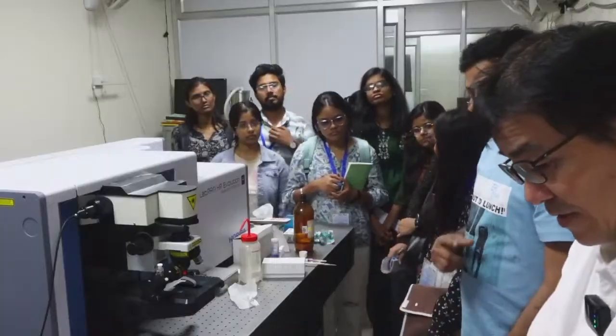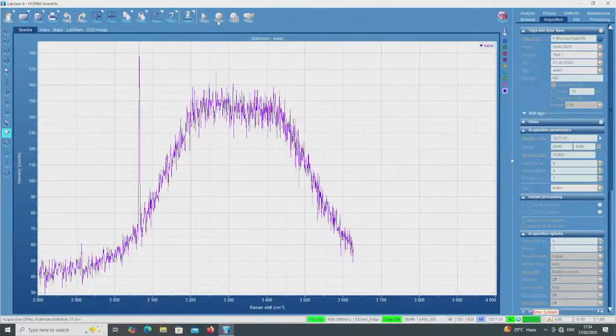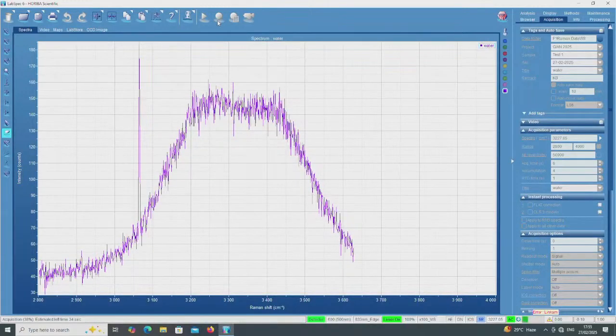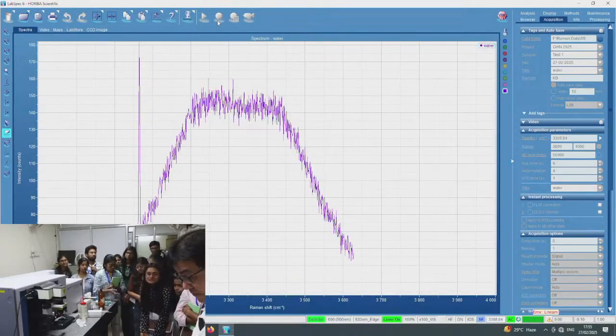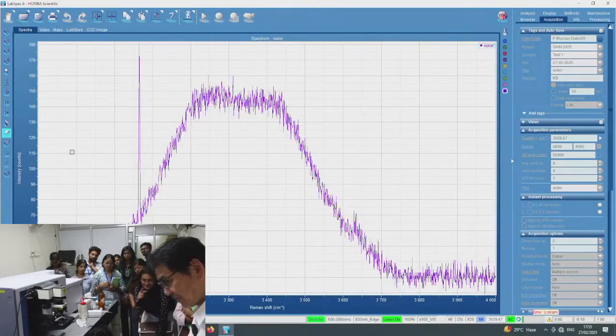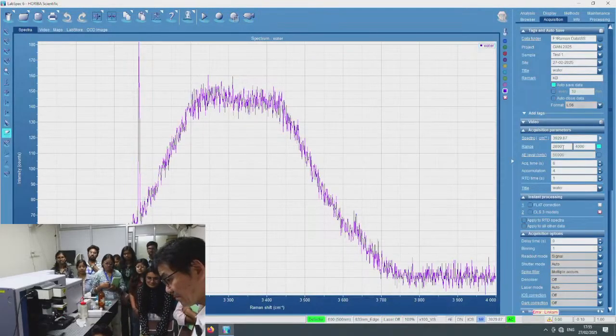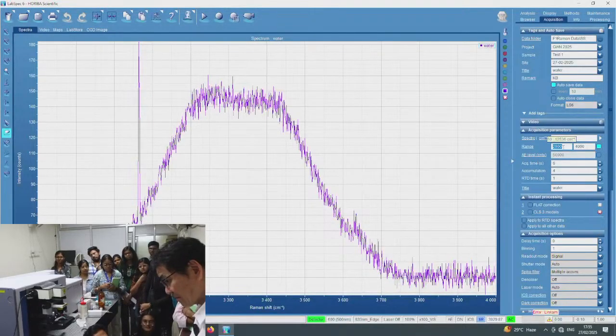Again, this spike is a cosmic ray and appears only once, so by averaging it disappears. Now the focus is okay, so let's expand the region. From 1000 or 200? 500.